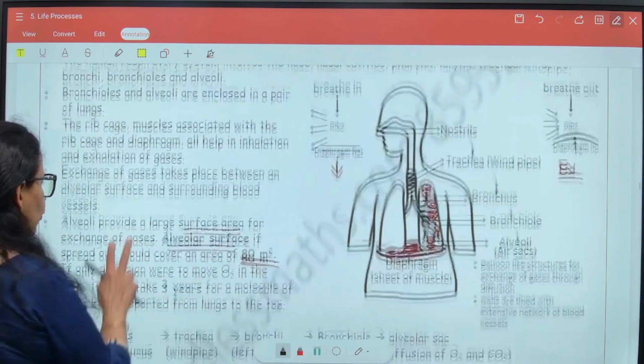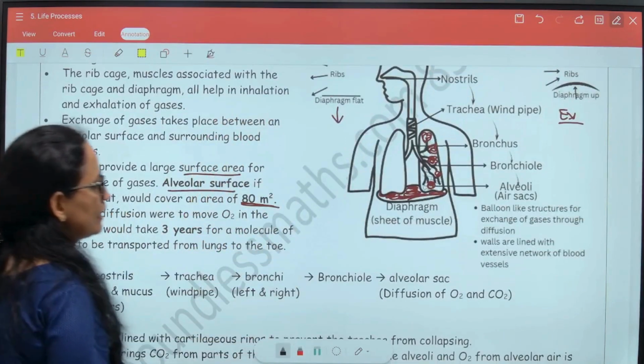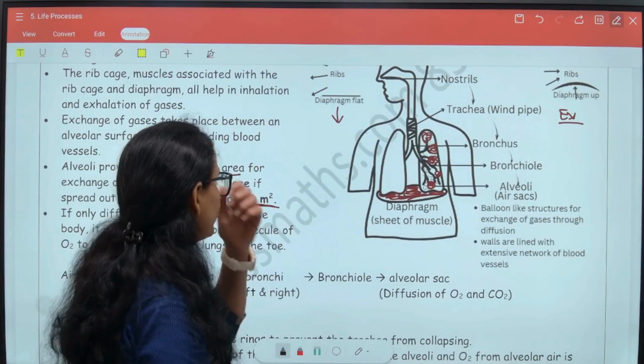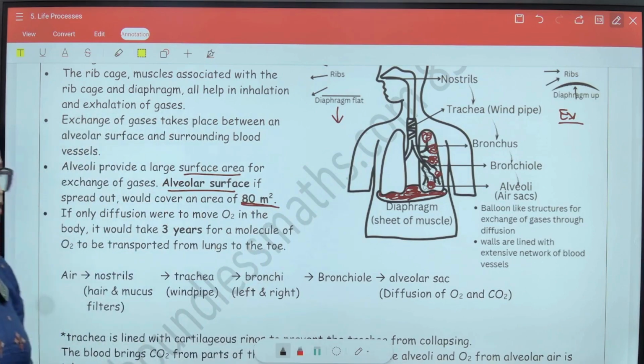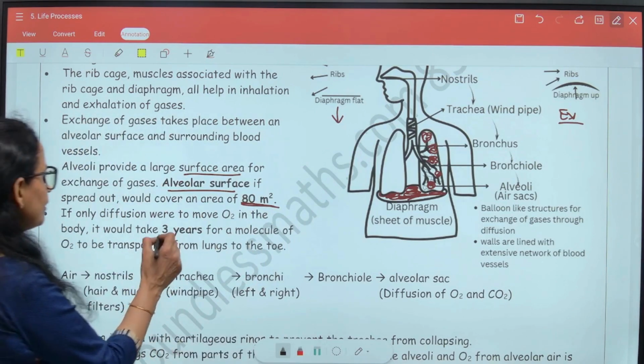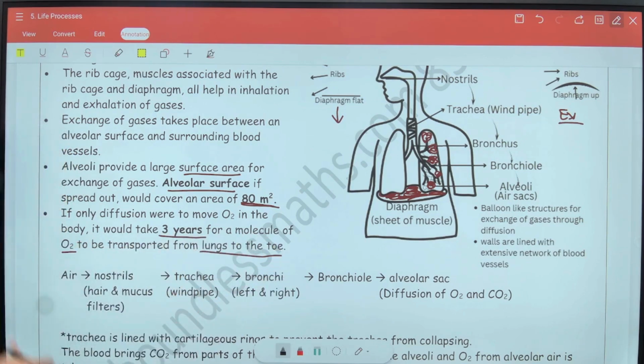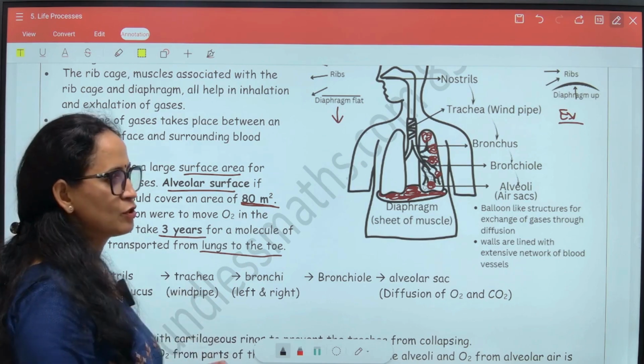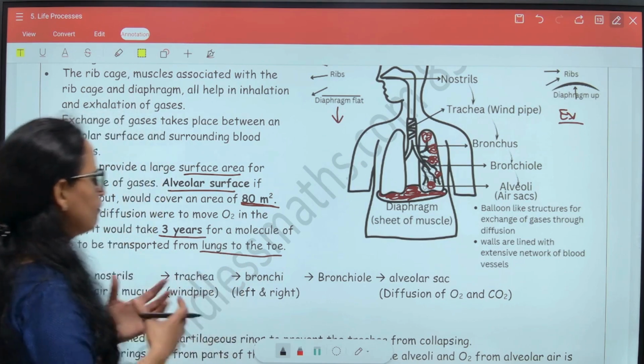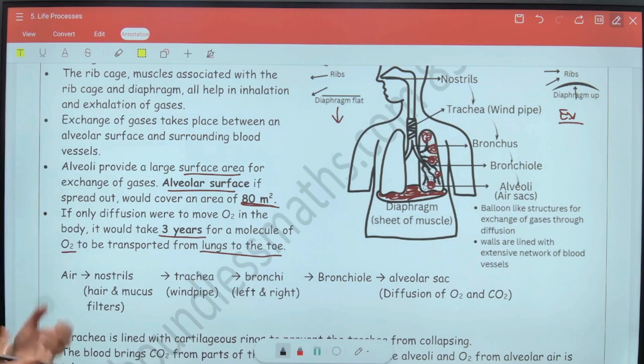And if we did not have the entire respiratory system, the transport mechanism for exchange of gases, it would take 3 years for a molecule of oxygen to be transmitted from the lungs to the throat, if diffusion was the only process involved. Because we have a very complex body organization, we have different systems and different organs working together to make every process efficient.